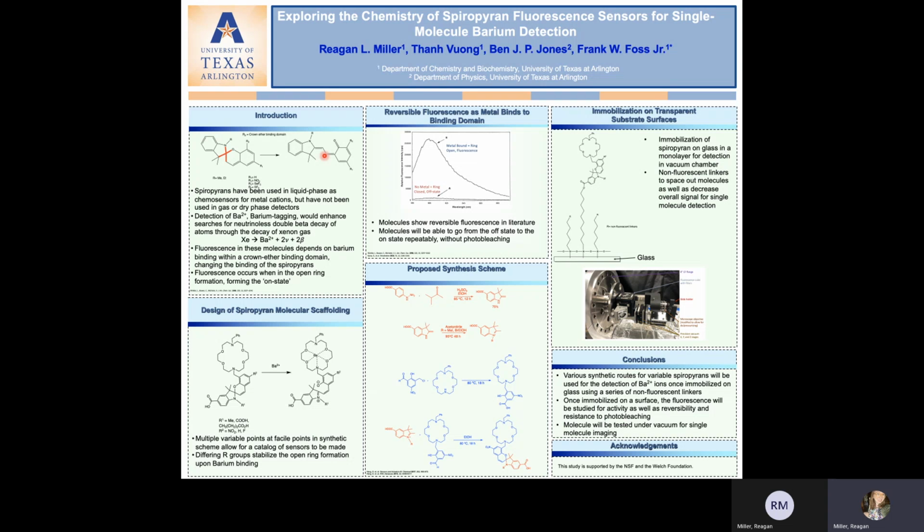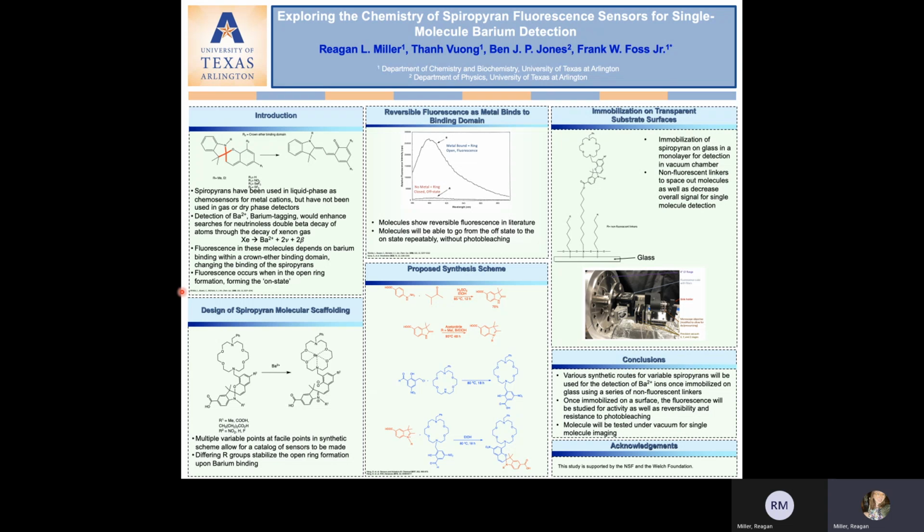Fluorescence in these molecules depends on barium binding within the crown ether binding domain, which we will see here in the next section. Whenever barium is bound to this crown ether, we change the binding of the spiropyran as well as the conformation of the molecule itself.